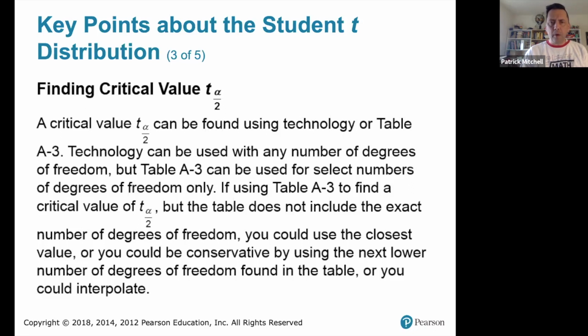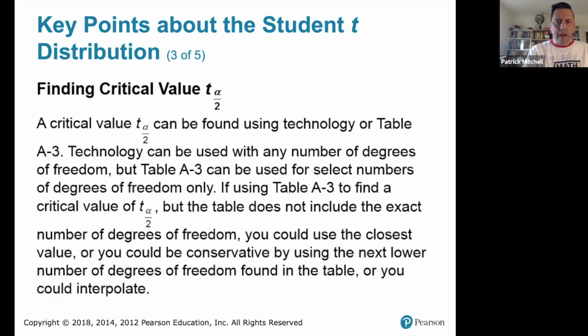So you'll see in the table, without having it in front of me right this second, I believe it has every value maybe up to 30. And then after that, it skips a little bit. It starts off going by 5s, and then maybe it goes by 10s. So if you're using the table to find a critical value of t, but the table does not include the exact number of degrees of freedom, you could either use the closest value, or you can be conservative by using the next lower number of degrees of freedom, or you can do something called interpolating, which I have not been doing in these videos. That's a method just for estimating the critical t value.